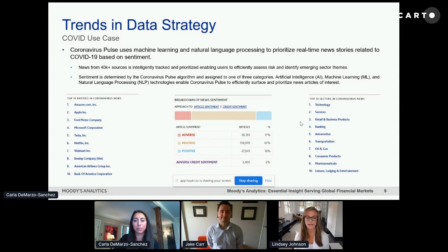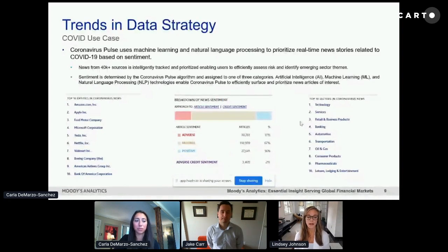It uses machine learning and natural language processing to prioritize real-time news stories that are related to COVID and are based on sentiment. So we take news from 40,000 different sources and intelligently track and prioritize this, which enables users to then efficiently assess risk and identify emerging sector themes.